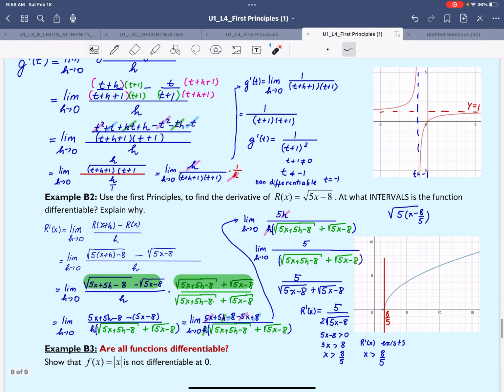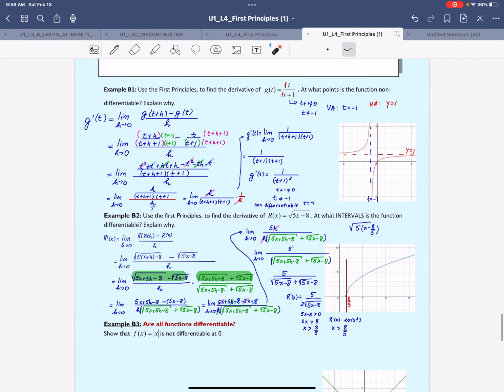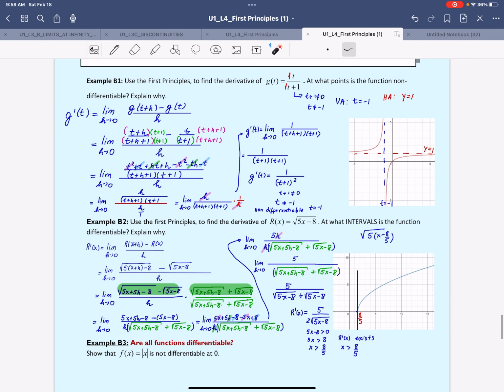I hope this made sense, and I hope that this helped you better understand how differentiability works, and most importantly, the connection between algebraic and graphical explanation of the differentiability of a function.